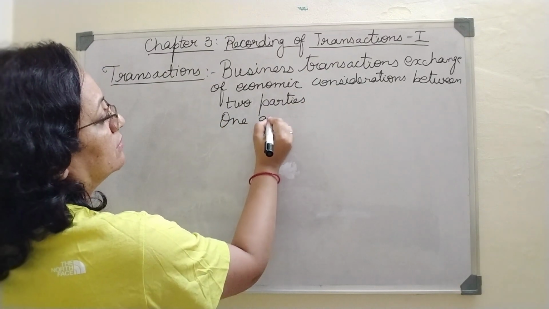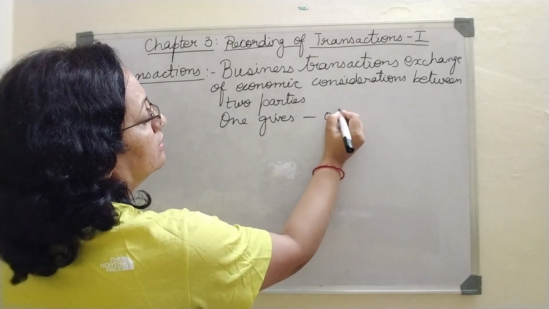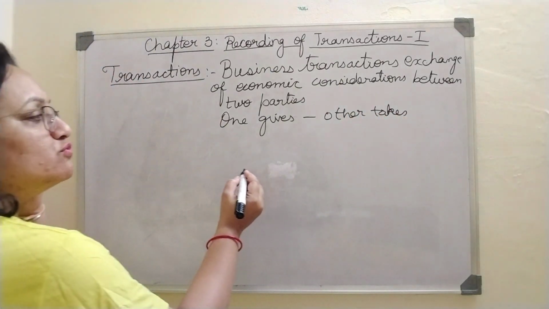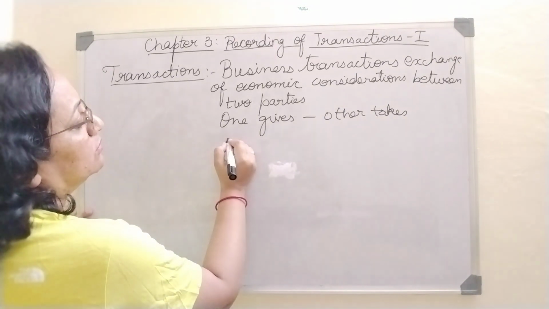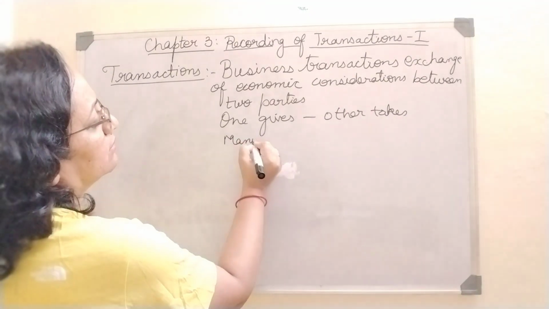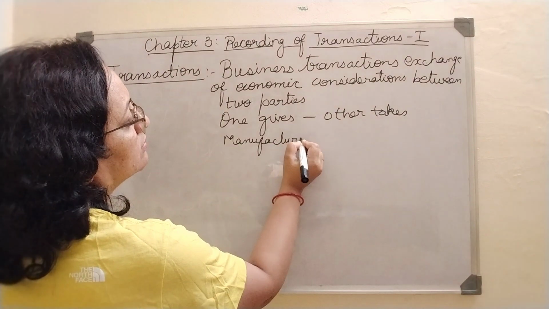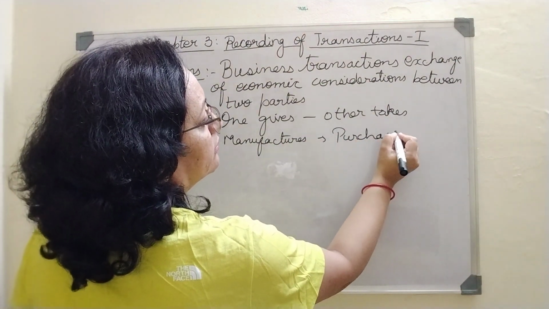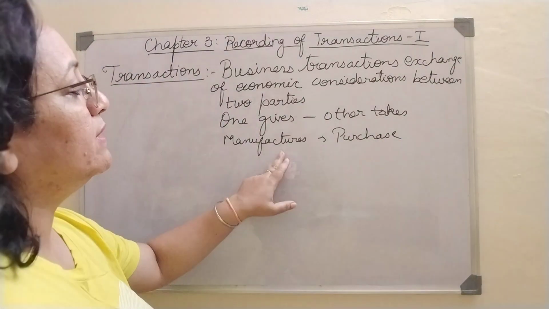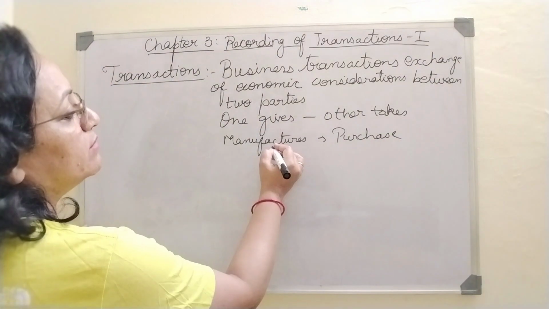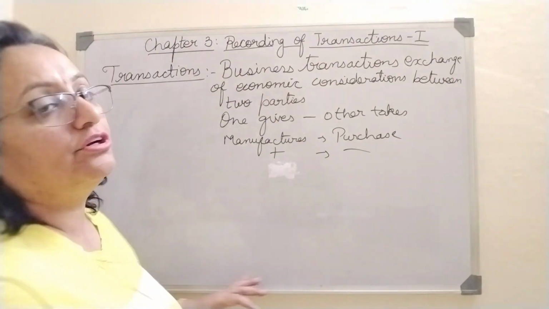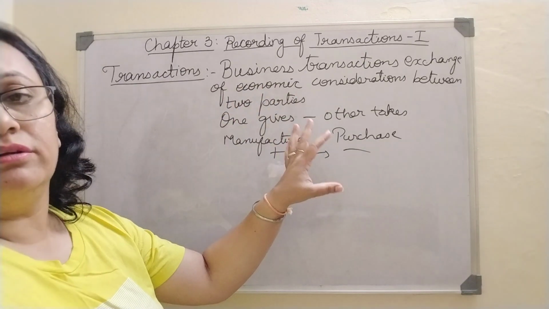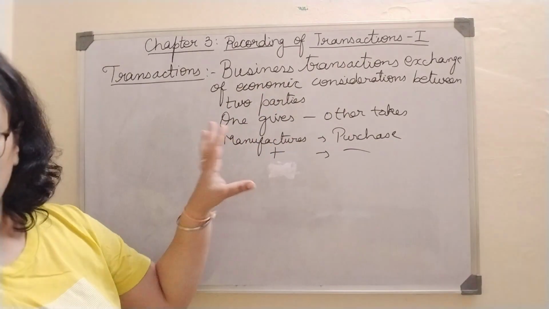One gives, other takes. So like I am going to the market to buy some goods for myself. So the manufacturer gives me goods and I purchase the goods. Right? So in exchange of purchase, I am spending money, he is earning money. So money is added to his account and deducted from my account. So this is basically the fact lying behind the transactions which are taking place in the books of account.